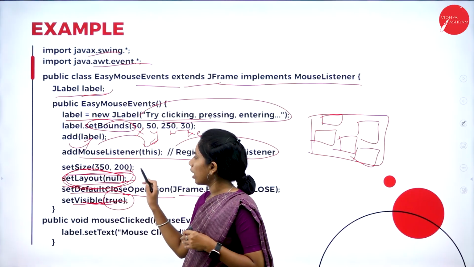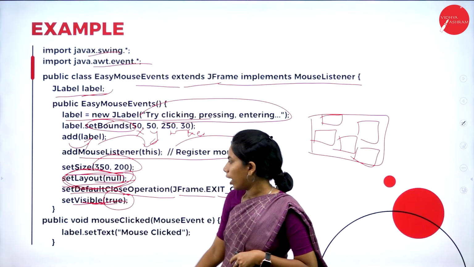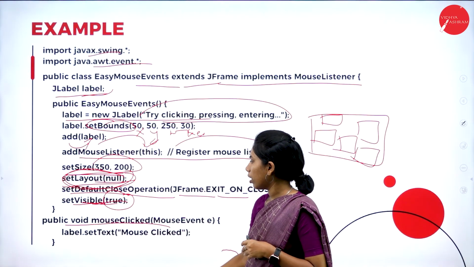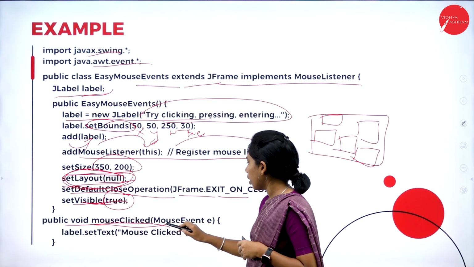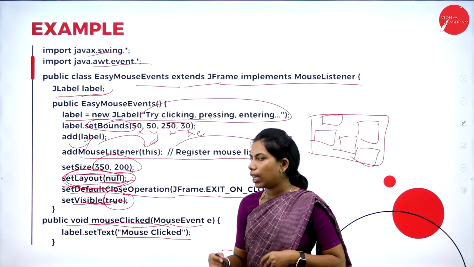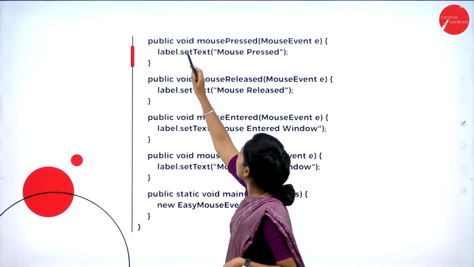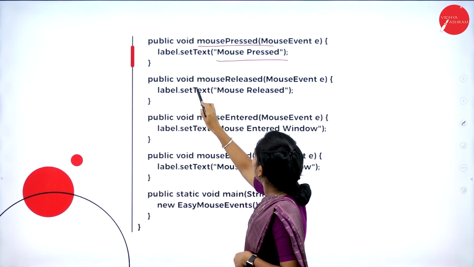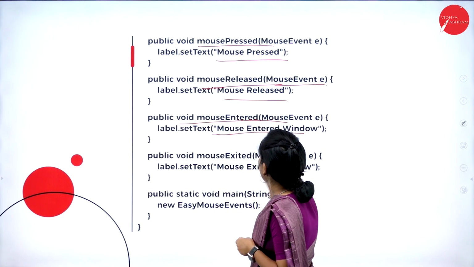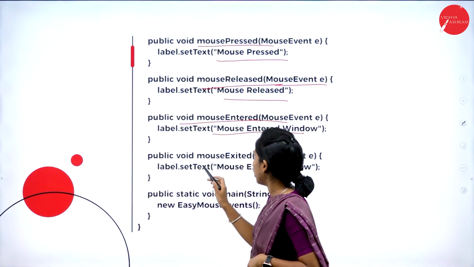And also setSize: we have to set the frame size, that is height and width. After that, public void mouseClicked, a method name, and we pass the mouse event object. I need the label to have a text, that is the text "mouse clicked". After that one more method, mousePressed, and also mouseReleased with the mouse event, and also mouseEntered, whether the mouse has entered, whether the mouse is released, or whether the mouse has exited. This is mouseExited.